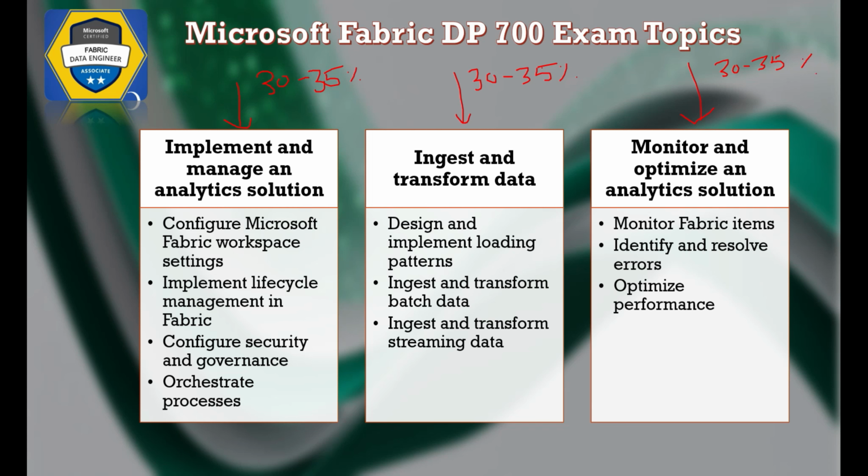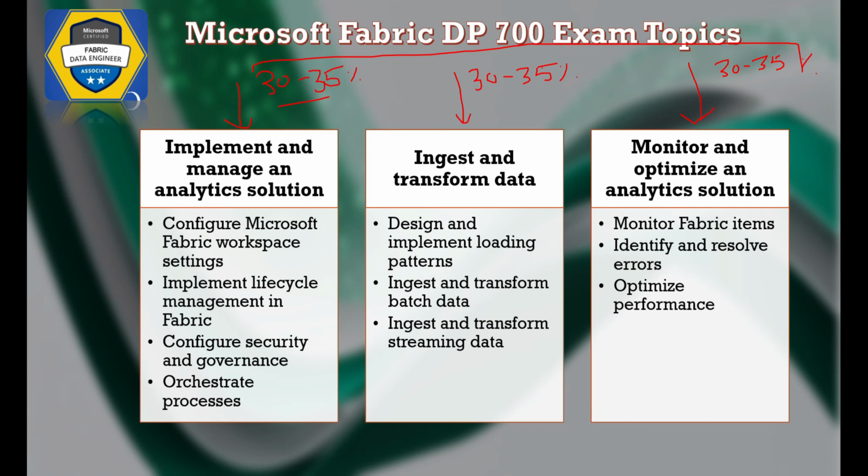So overall it would be around 100%. It might range from 30 to 35% in each topic, but minimum you can expect 30% weightage for each of the sections. That clearly indicates that all the sections are equally important from the examination point of view.